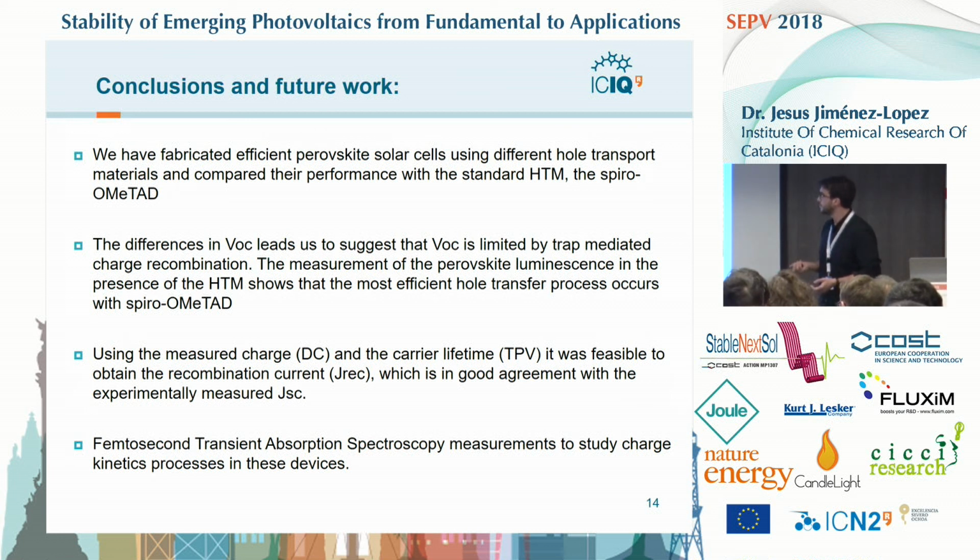So our conclusions and future work. We fabricated efficient perovskite solar cells with different hole transporting materials and compared their performance with spiro-OMeTAD. The differences in VOC led us to suggest that VOC is limited by trap-mediated charge recombination. The measurement of the perovskite luminescence in the presence of the hole transporting materials shows that the most efficient hole transfer is for spiro-OMeTAD. With differential charging and transient photovoltage, we obtain the recombination current, which is in good agreement with our JSCs. Some work has also been done with femtosecond transient absorption spectroscopy, but this is still a work in progress.